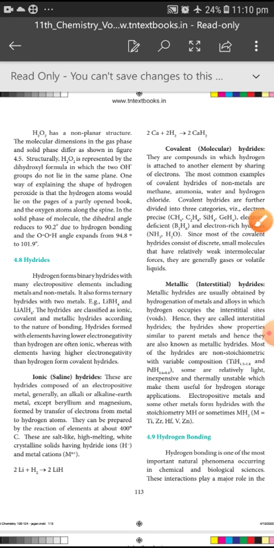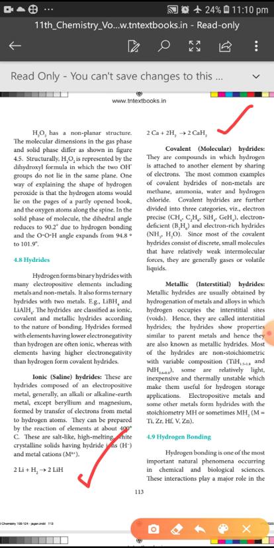See the equations: lithium plus hydrogen to form lithium hydride, calcium plus hydrogen to form calcium hydride. These are examples of ionic hydrides. Lithium is an electropositive metal, calcium is an electropositive metal, except beryllium and magnesium.